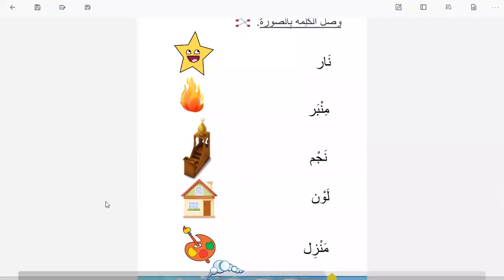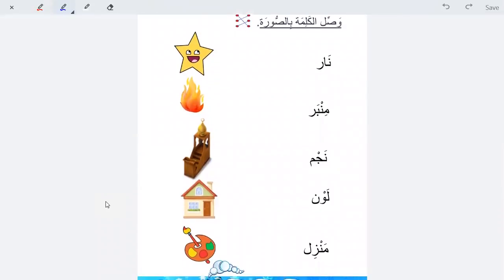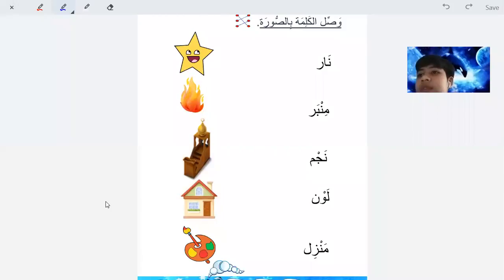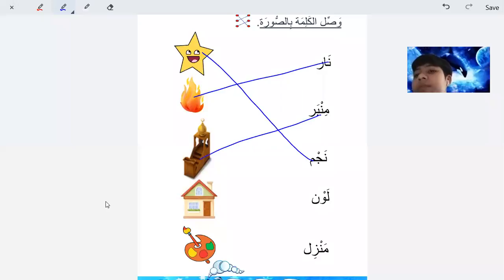The star, that's the first one, I think. Najm, yeah. The fire is nar. Good. That thing is minbar. Good. House is manzil. Painted color is laun.